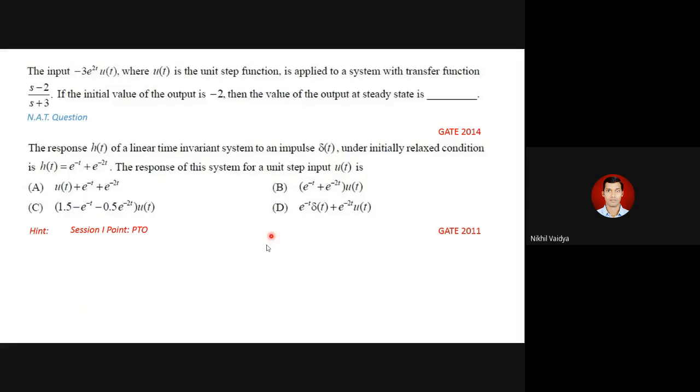Okay, so this is that particular question. This is a numerical answer type question. Okay, we will move to the next one.